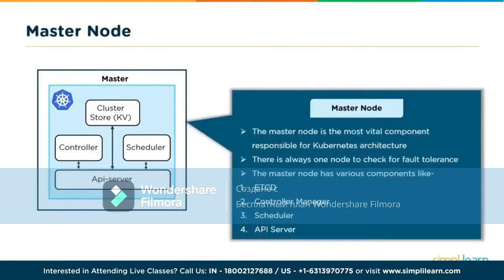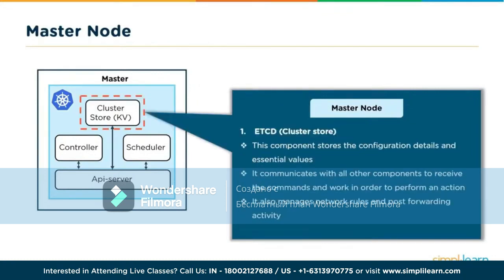The master node is the most vital component. With the master, you have four key controls. You have etcd, controller manager, scheduler, and API server. The cluster store, etcd, manages the details and values that you've developed on your local workstation, and then works with the controller, scheduler, and API server to communicate those instructions of how your infrastructure should look to your entire network.